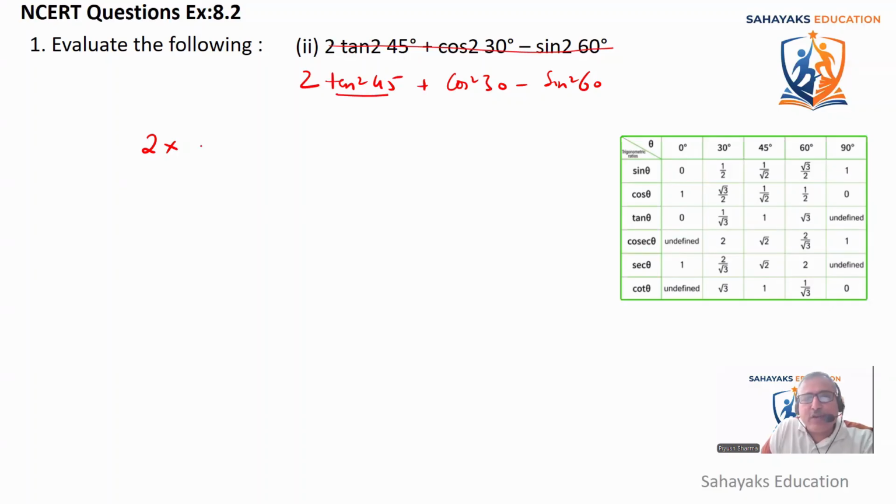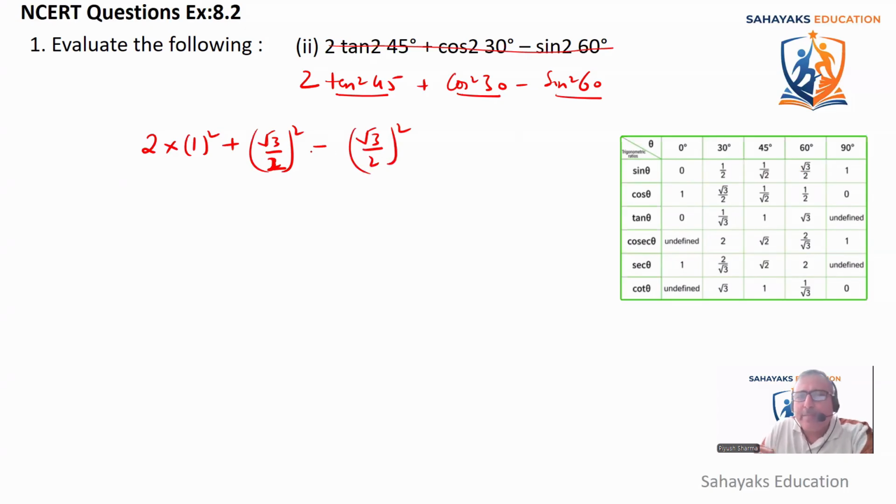So the value of tan 45 is 1. So I can say 1 square plus cos 30. What is cos 30? Cos 30 is root 3 by 2. So I'll just say root 3 by 2 square minus sin 60. The value of sin 60 comes out to be root 3 by 2 square. Okay. Now you know that root 3 by 2 square and minus root 3 by 2 square will cancel out. So the answer comes out to be 1 square, that is 1, and the answer for the entire thing comes out to be 1.